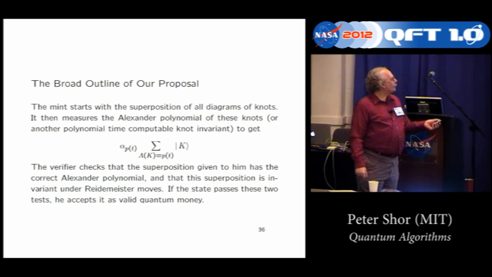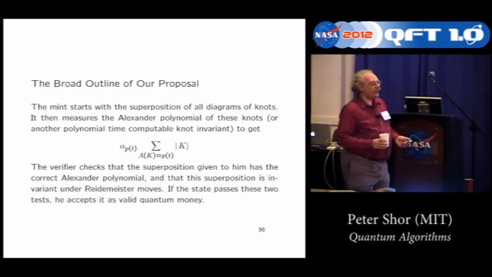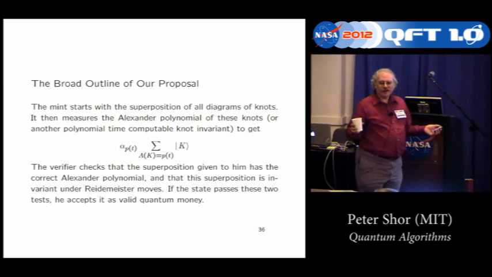So if this is the recipe the Mint uses for making the money, then they can't make another state which is the same. And otherwise, they don't have any advantage in forging the money over anybody else.